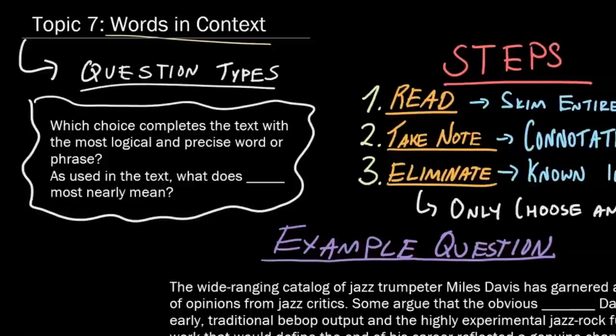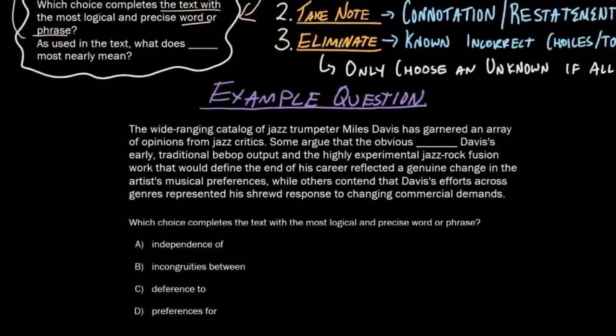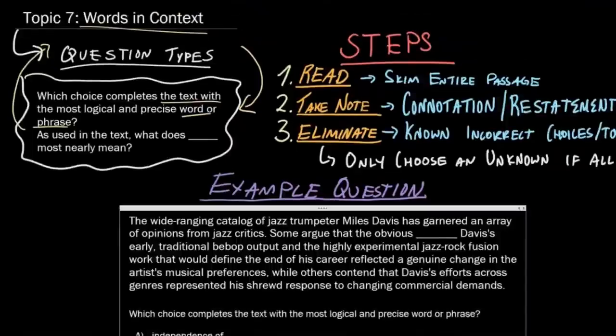There are multiple questions that you could be asked relating to words in context. There are only a couple of questions that the College Board can ask you in general in the English section, and these are the ones that relate to words in context. So here we have: which choice completes the text with the most logical and precise word or phrase. Okay, and here we're focusing on words. Now, sometimes they'll give you a couple of words that really make sense, but again, there's going to be a main word. So here, for example, incongruities or deferences or preferences or independence, etc.